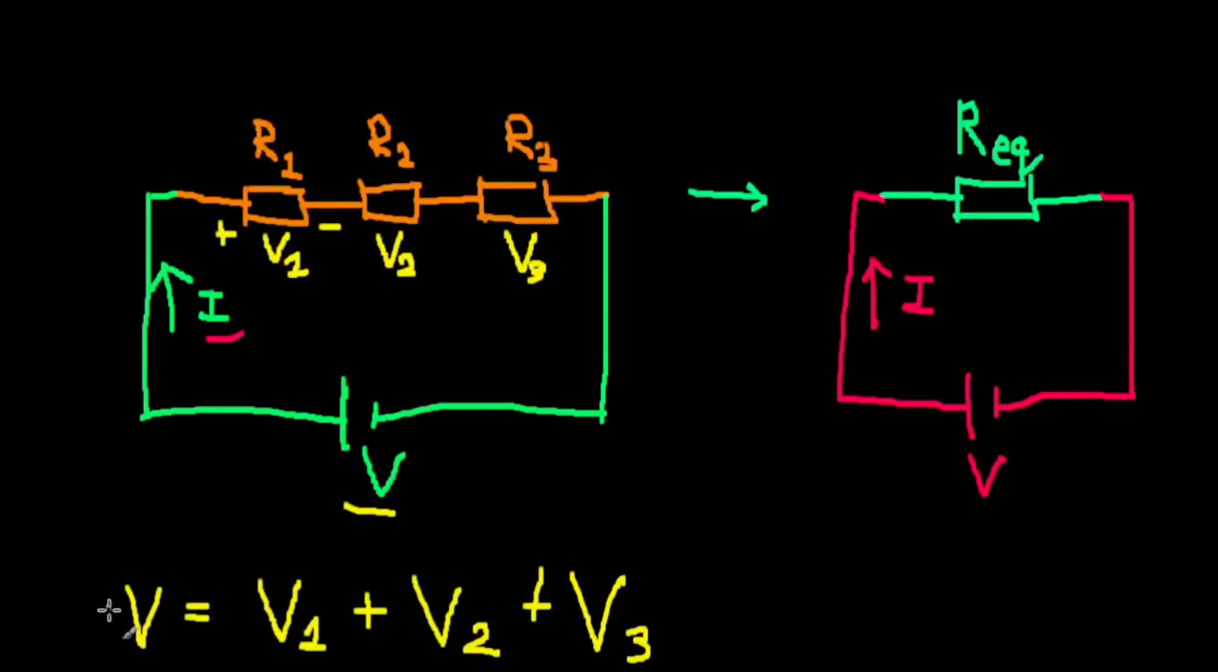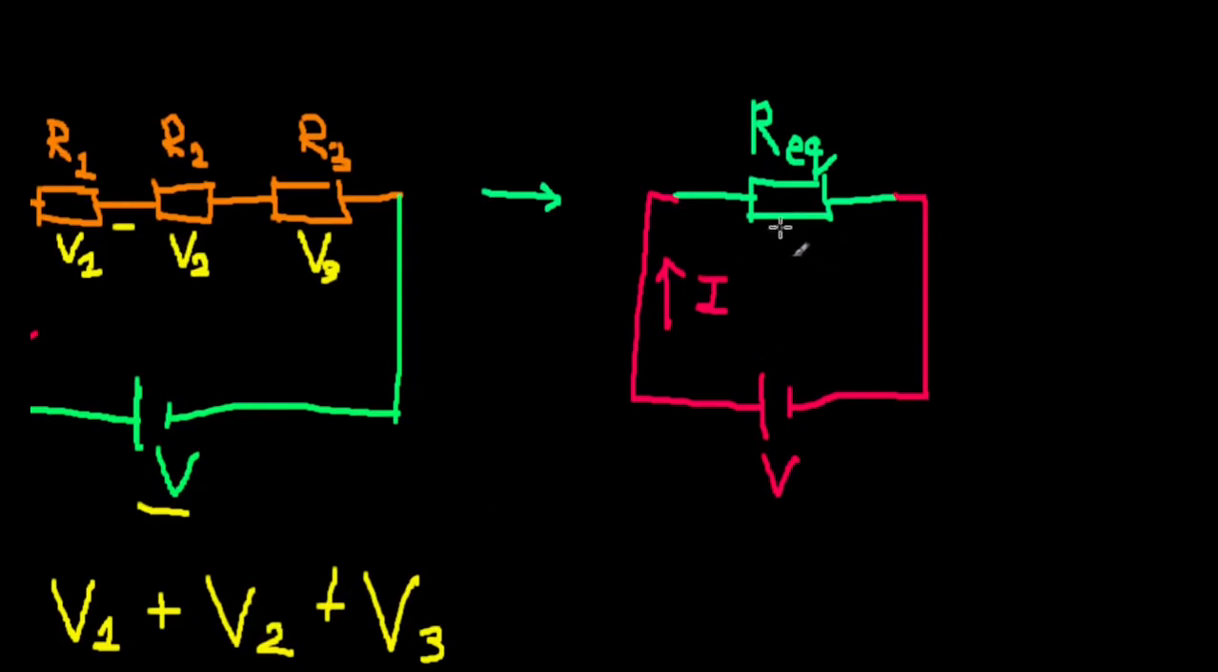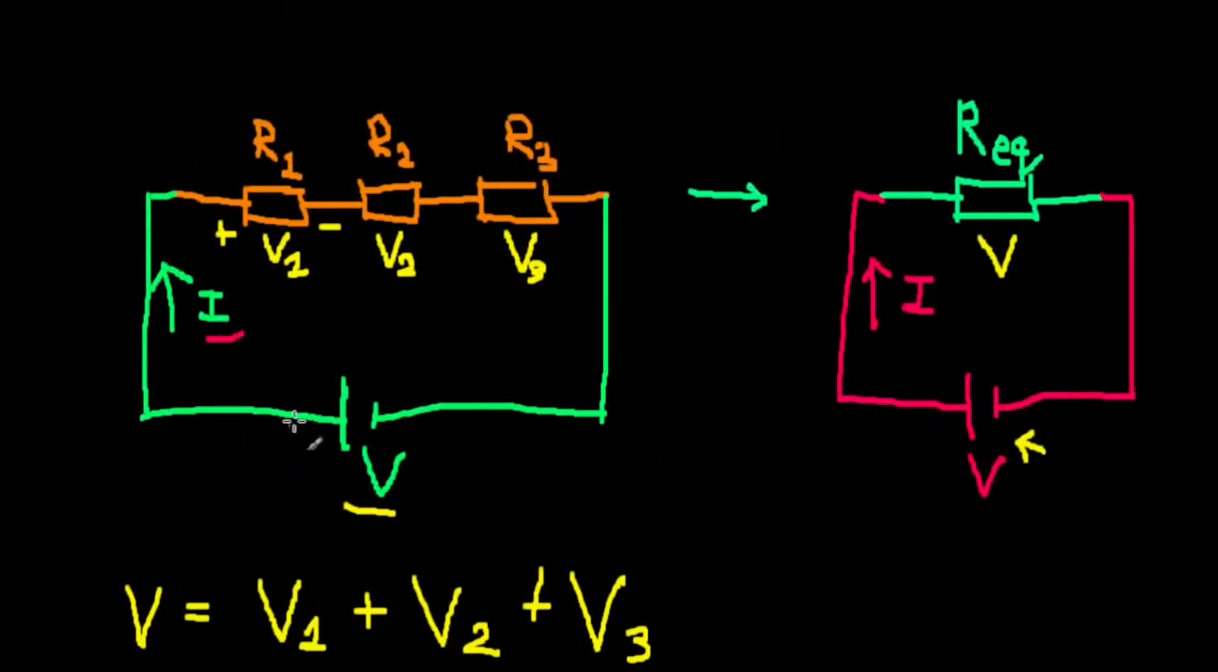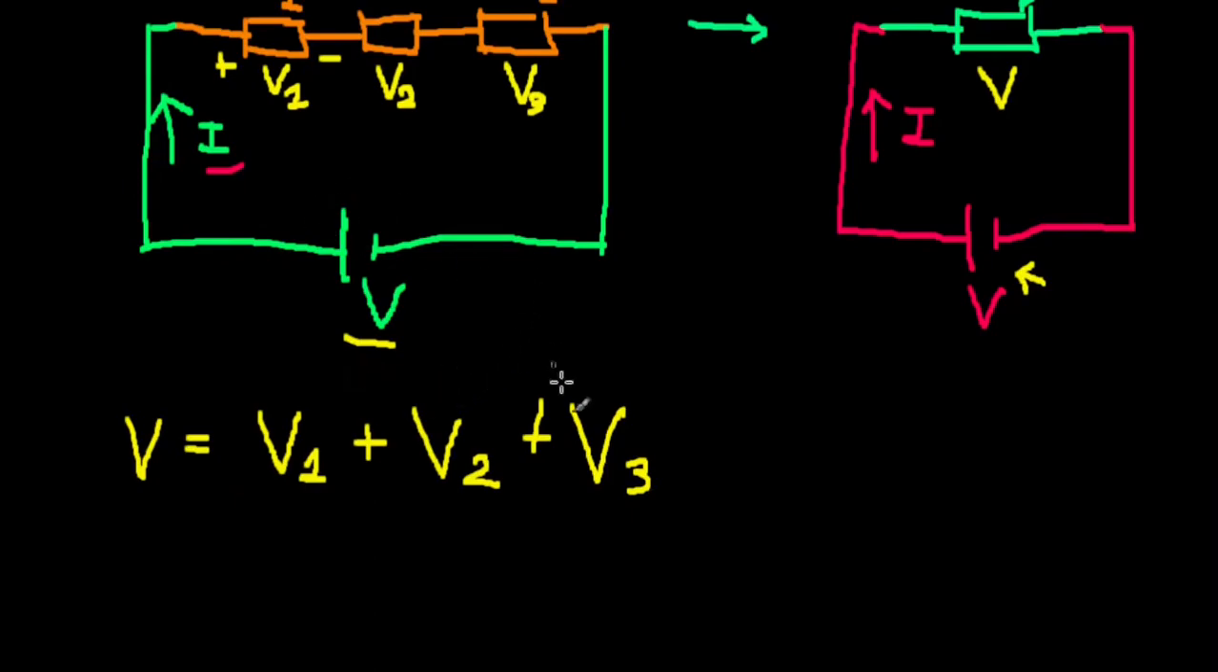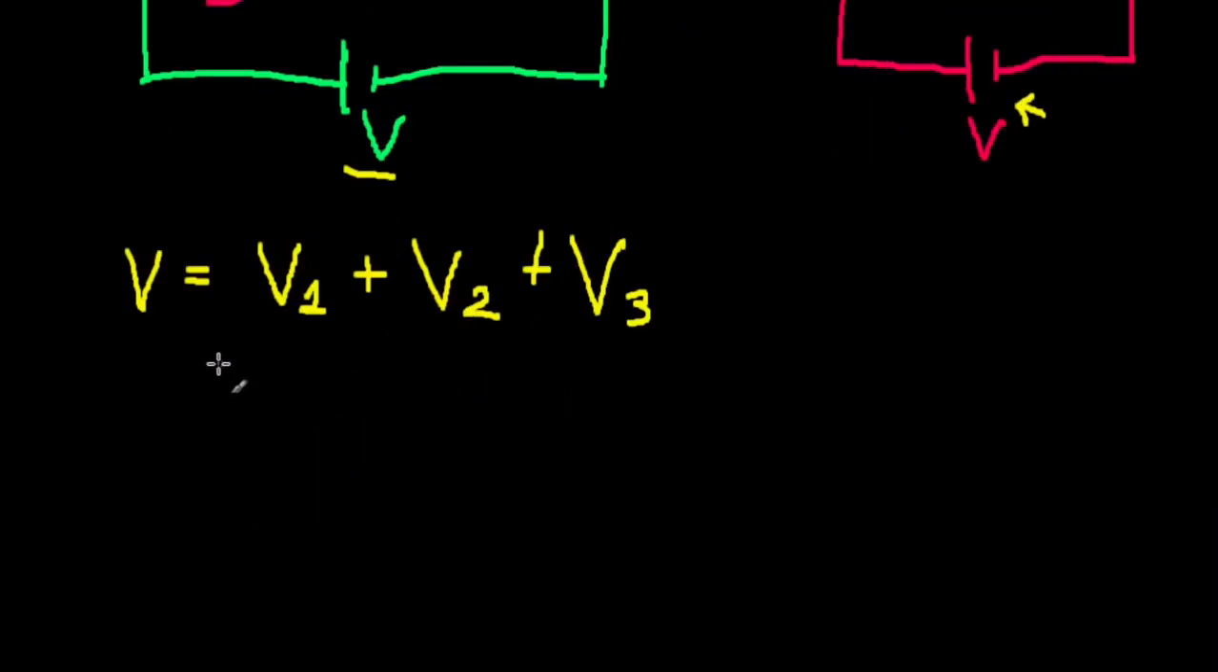Also, for this equivalent resistor, what is the voltage across it? This cell is only providing the voltage to this resistor, so obviously this is going to have a voltage of V across it. It takes in the whole voltage of the cell. So if this is true, let's do something interesting.